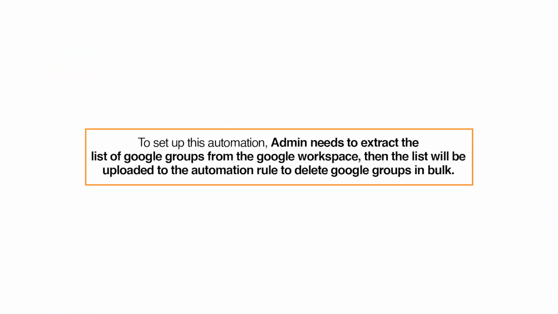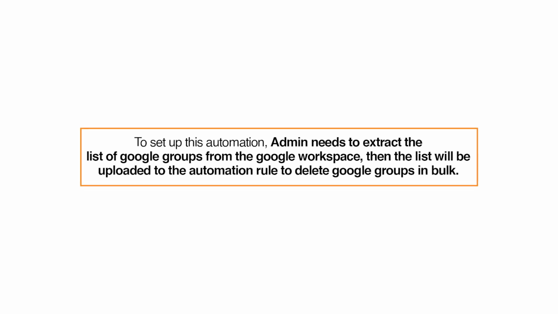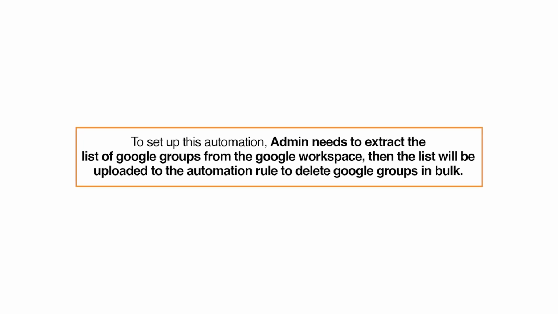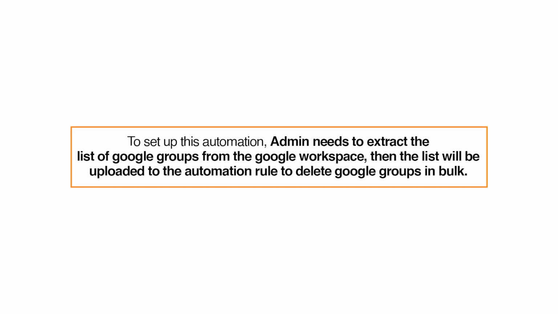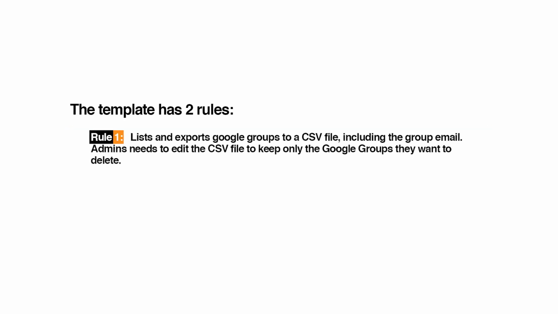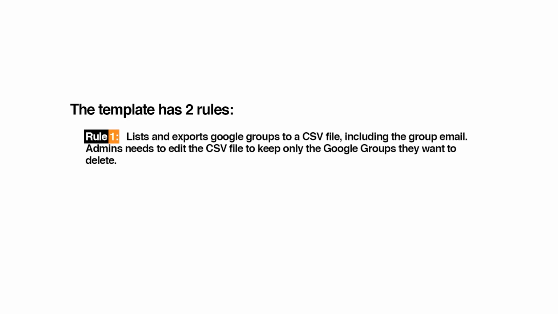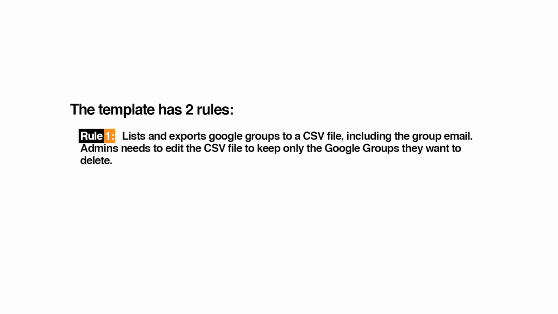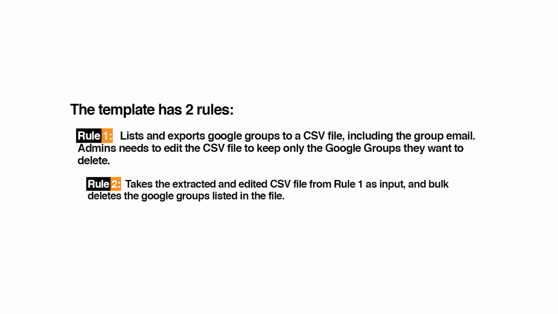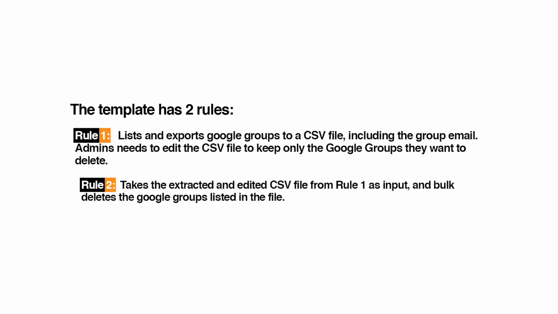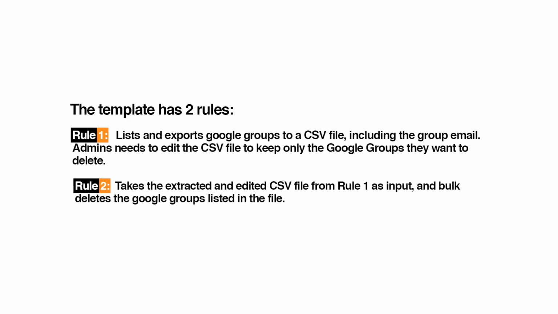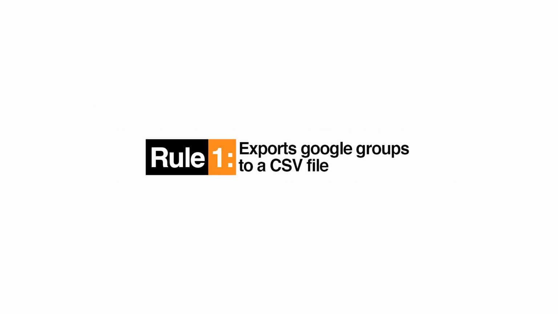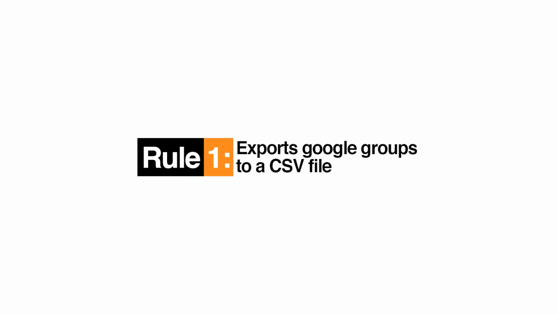To set up this automation, the admin needs to extract the list of Google Groups from Google Workspace. Then the list will be uploaded to the automation rule to delete Google Groups in bulk. The template has two rules. Rule 1 lists and exports Google Groups to a CSV file, including the group email. Admins need to edit the CSV file to keep only the Google Groups they want to delete. Rule 2 takes the extracted and edited CSV file from Rule 1 as input, and bulk deletes the Google Groups listed in the file.